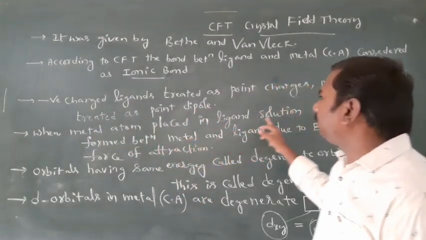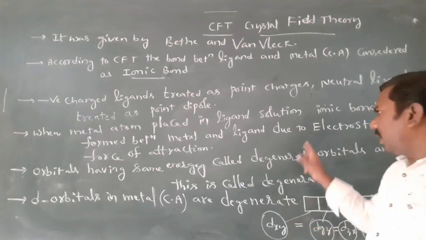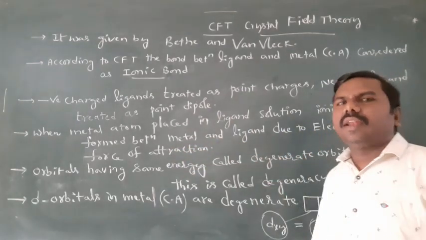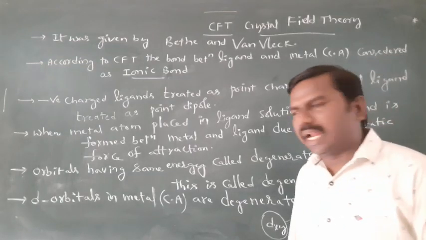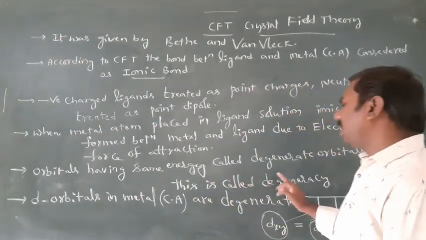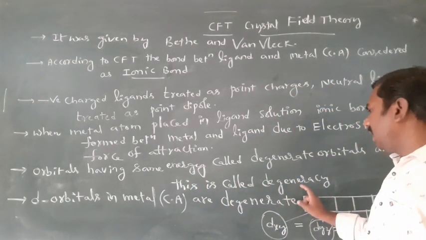When a metal atom is placed in a ligand solution, there is a formation of an ionic bond due to the electrostatic force of attraction between the ligand and the central metal atom. Orbitals having the same energy are called degenerate orbitals. The phenomenon is called degeneracy.